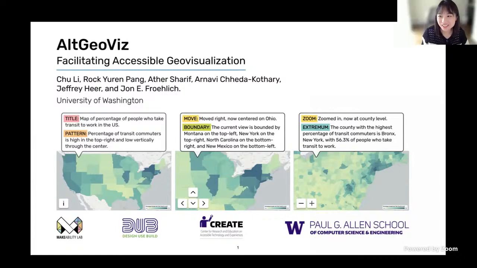Can everyone hear me and see my screen? Okay, awesome. I'll get started. So hi, everyone. My name is Chu, and I'm a PhD student from the University of Washington. On behalf of my co-authors, I'm excited to present our project on making geovisualizations accessible.